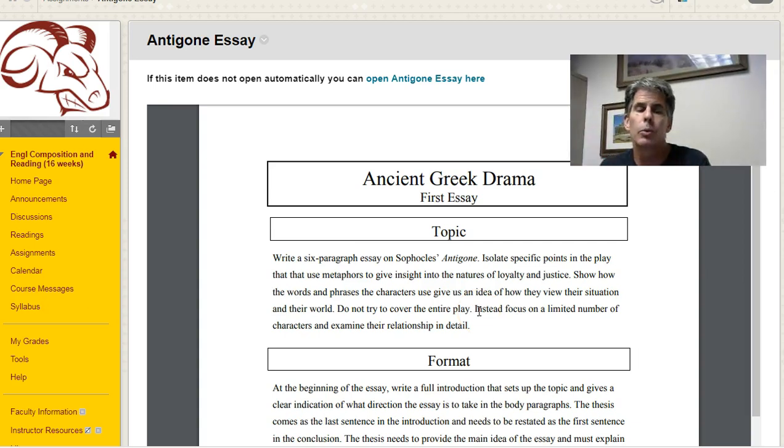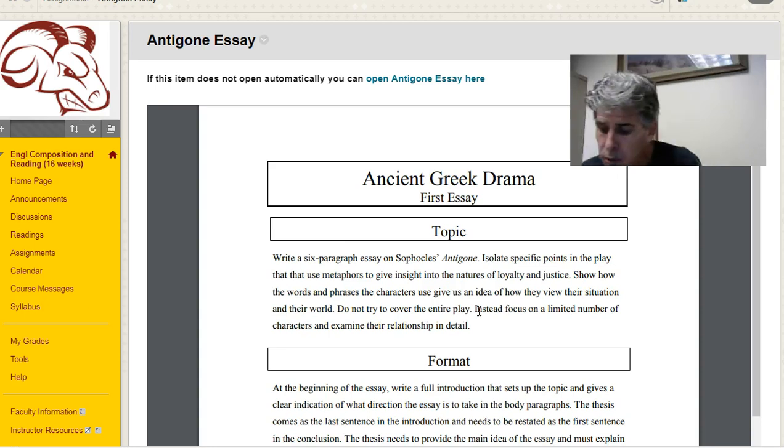Now, what I want you to do is get quotations from throughout the play, but don't try to cover everything. In other words, if you want to write on Antigone and Ismene, do that. If you want to write on Haemon and Antigone, do that. If you want to write on Creon and Haemon, go ahead and do that. I would generally urge you to write on two different people. Keep your focus that way, or on one. Don't try to cover everything, but get selections from throughout the play.